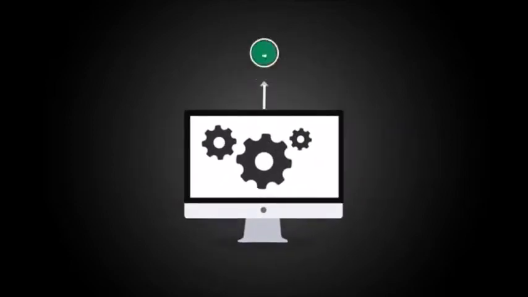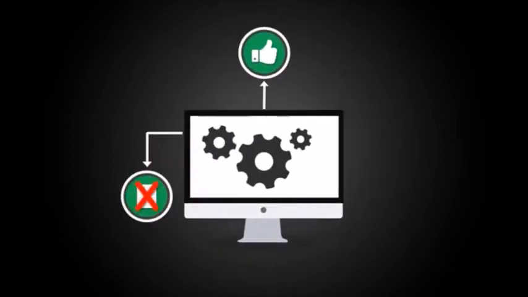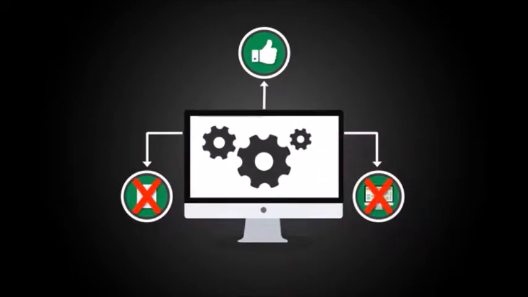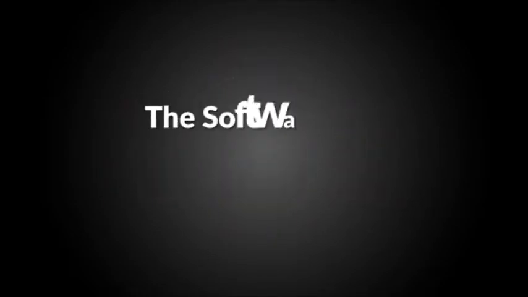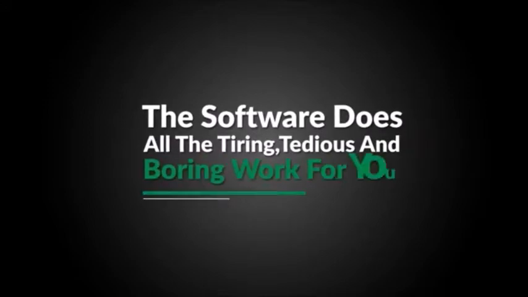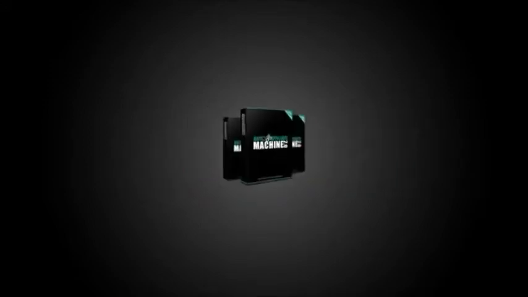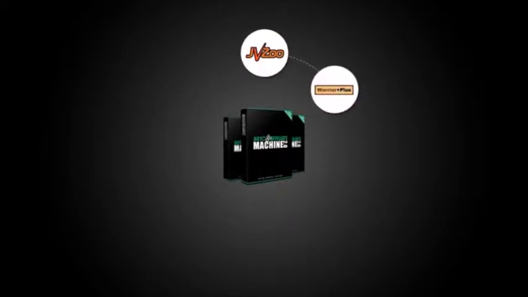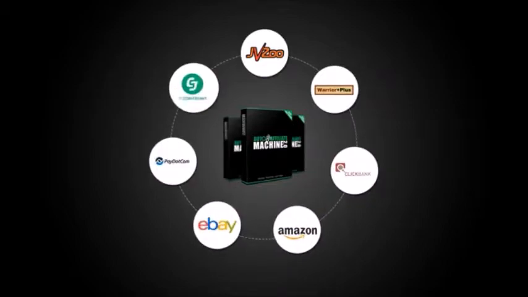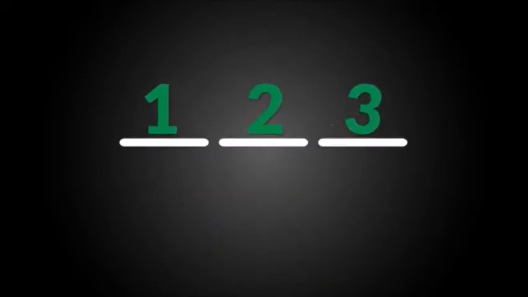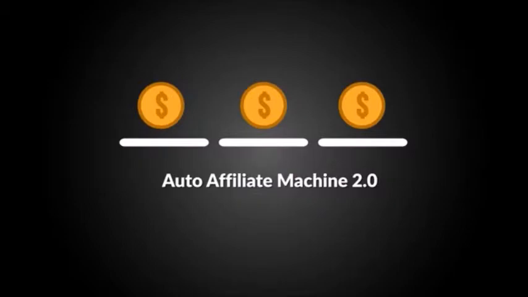This software is absolutely amazing, and you don't need any special skills or any previous online experience to get results with it. You don't have to worry about SEO or backlinks or anything else complicated or technical, because the software does all the tiring, tedious, and boring work for you. The Auto Affiliate Machine 2.0 software lets you make money from JVZoo, Warrior Plus, ClickBank, Amazon, eBay, Pay.com, Commission Junction, and literally any website. You're now just three easy steps away from cashing in with Auto Affiliate Machine 2.0.